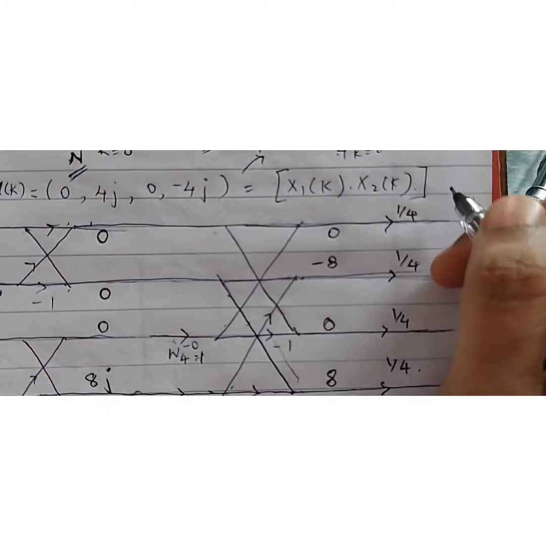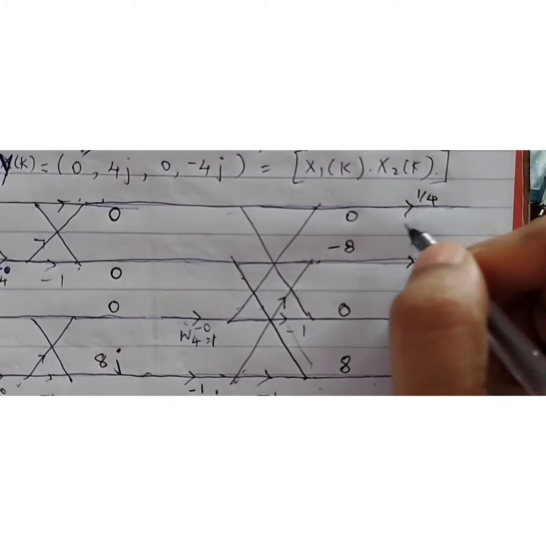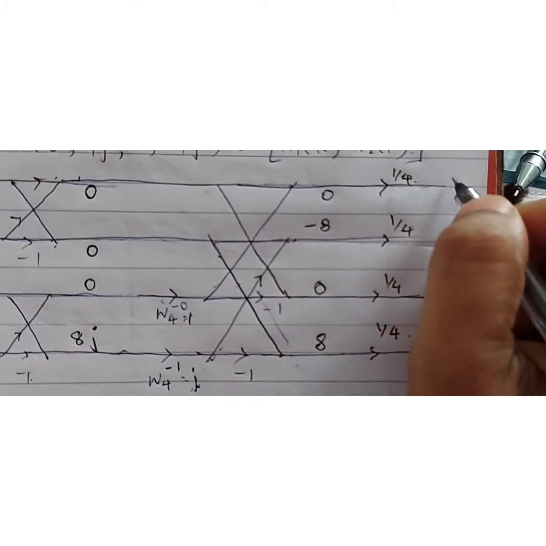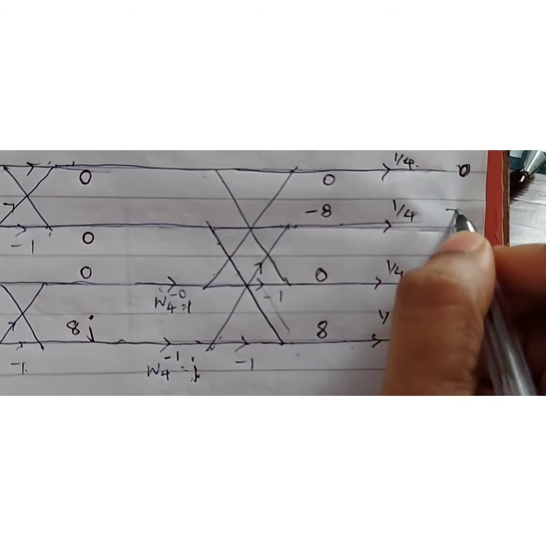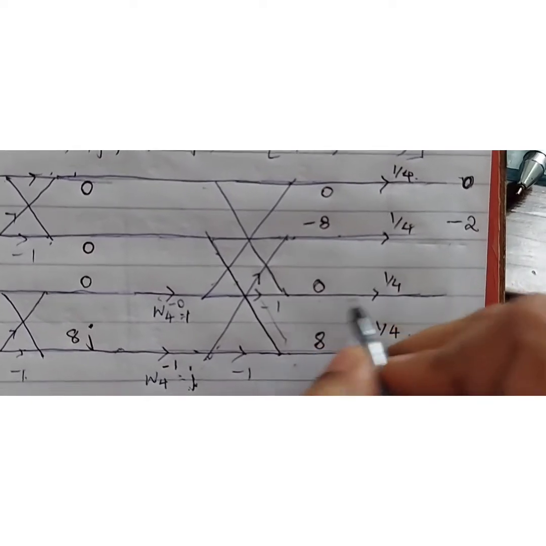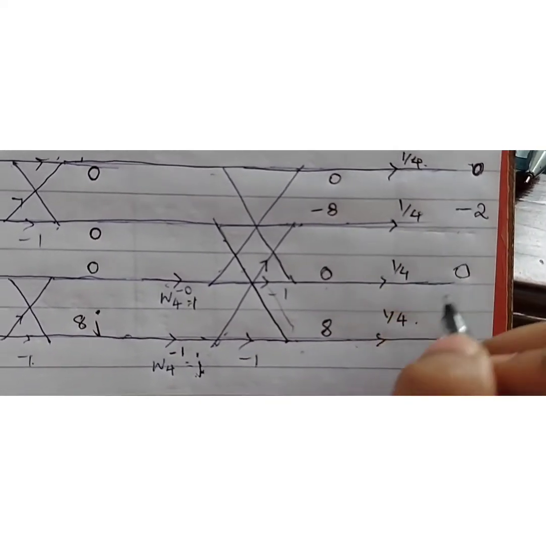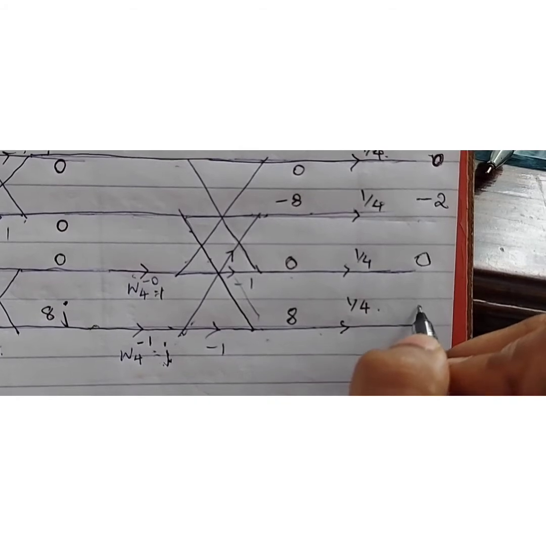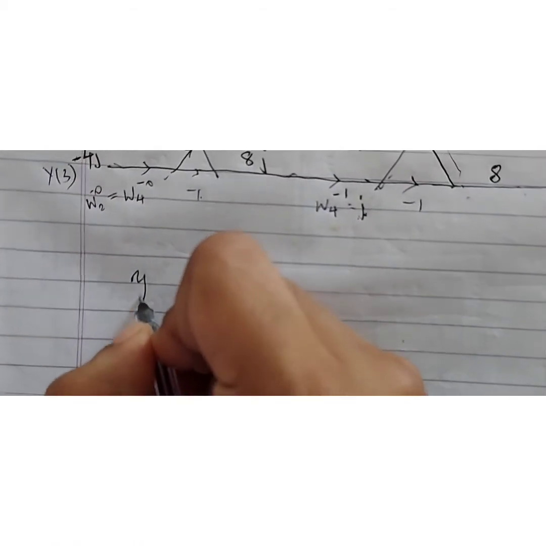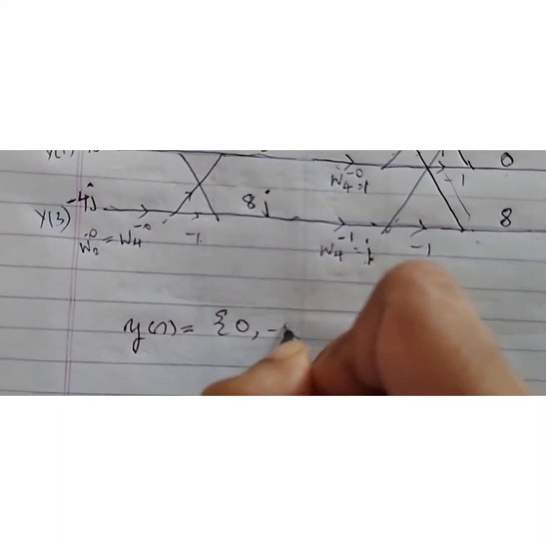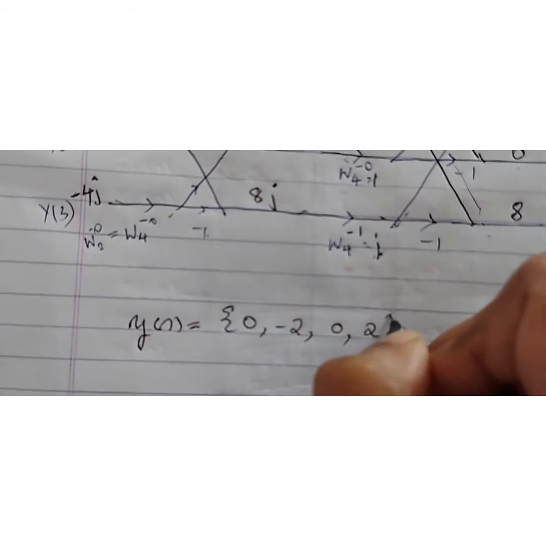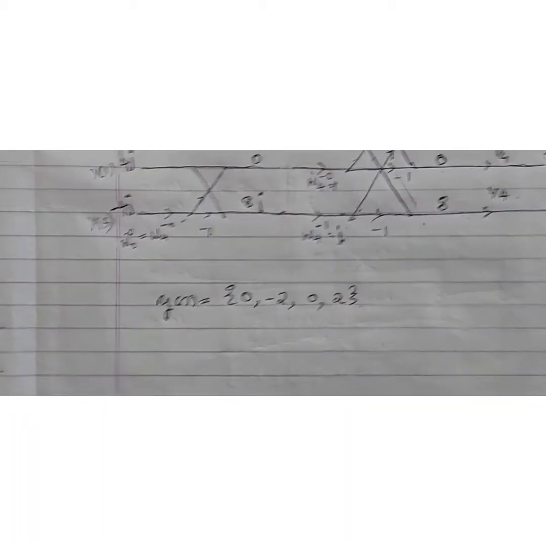Now divide all this by 4, multiply by 1 by 4. This is the final x of n value. What is it? 0 into 1 by 4 is 0. Minus 8 into 1 by 4 is minus 2. 0 into 1 by 4 is 0. 8 into 1 by 4 is 2. So the final y of n is 0, minus 2, 0, 2. Alright, so this is the convolved answer.